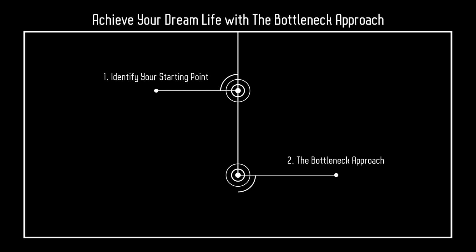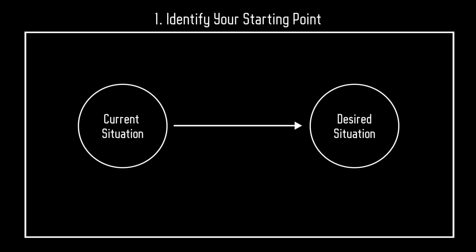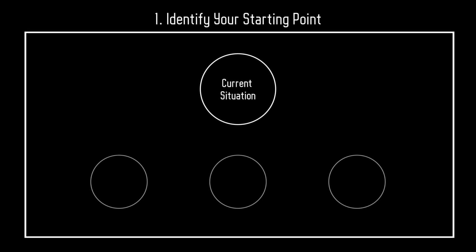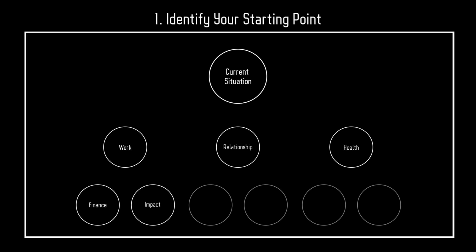Let's get into it. Before applying the bottleneck approach, we need to identify two things: your current situation and your desired situation, where your desired situation is your dream life. To do this, you need to divide your life into different main areas. It differs from person to person depending on their values and priorities, but let's say we have the areas work, relationship, and health. And you can divide it even further into finance and impact for work, romantic, family and friends for relationships, physical health and mental health for health.